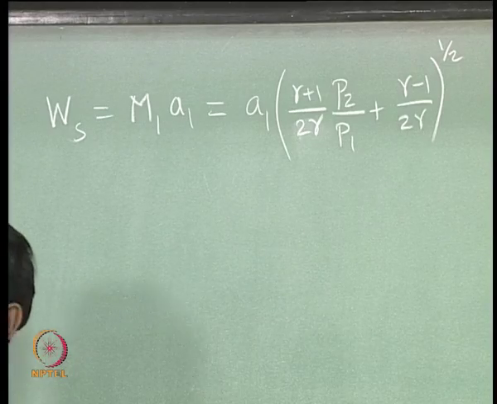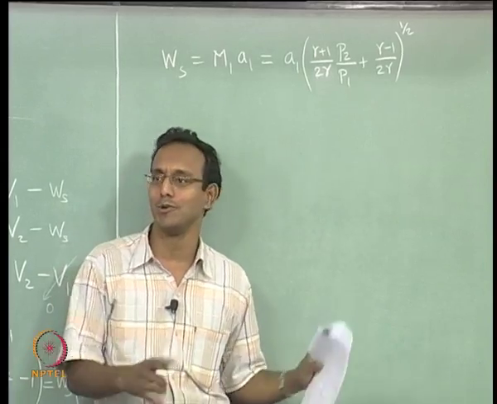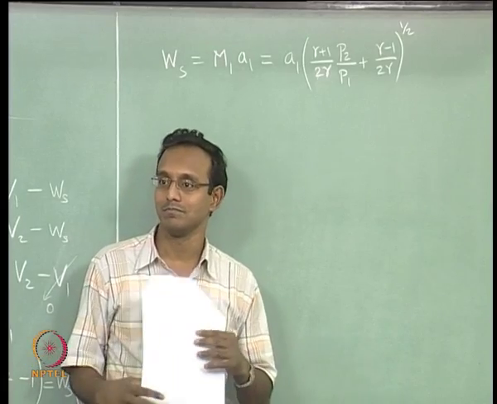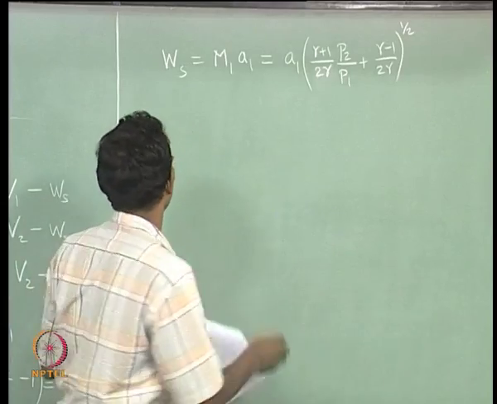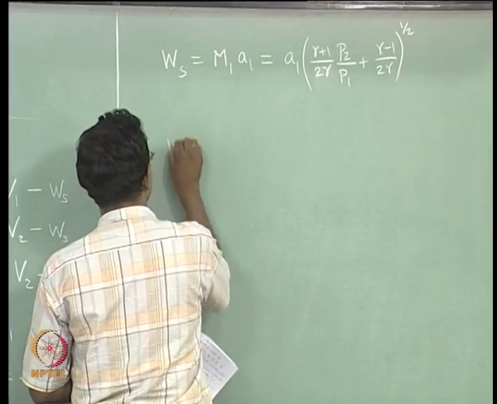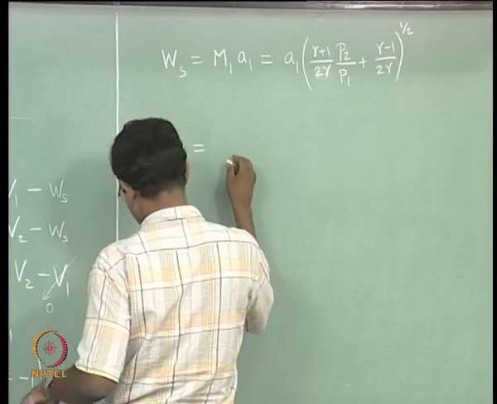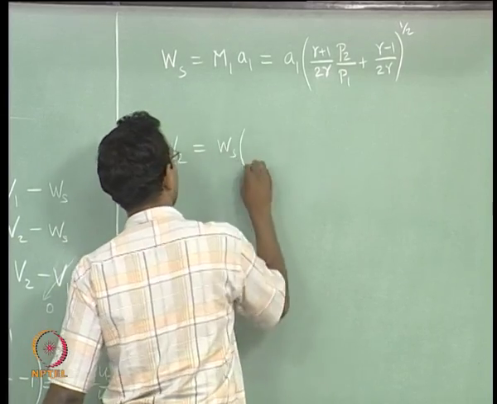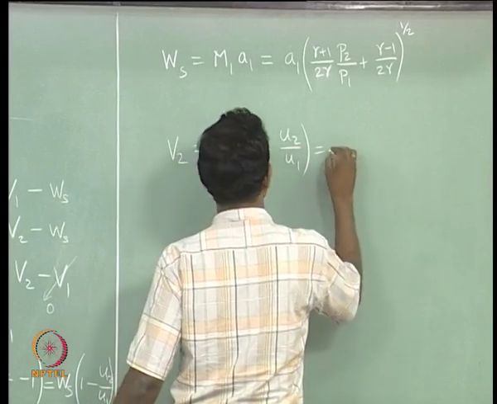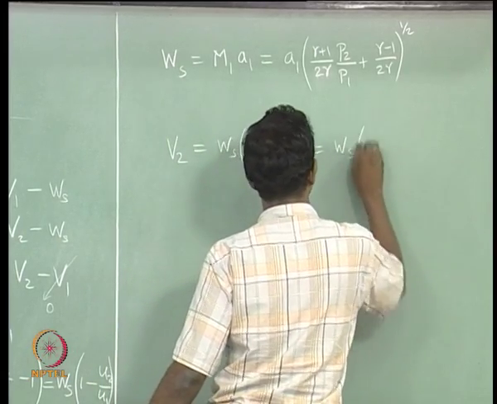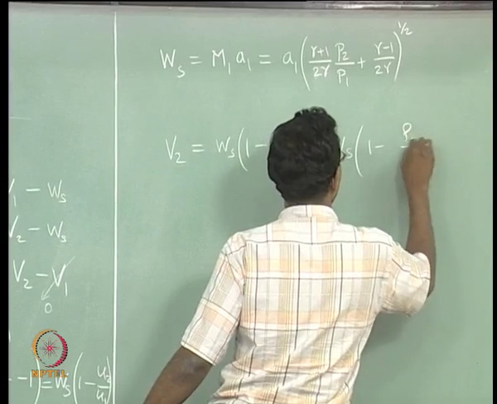So most of the moving shock expressions I am going to show you are all going to be in P2 by P1 form, very useful in that form. So the next one we already left half done, V2 is Ws times 1 minus u2 by u1, which can be written as Ws times 1 minus rho 1 by rho 2.